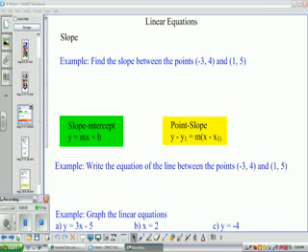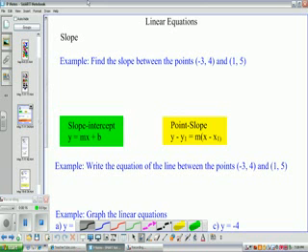This lesson is on linear equations, and the first thing that we're going to want to talk about is finding the slope between two points. Remember that slope is equal to rise divided by the run.